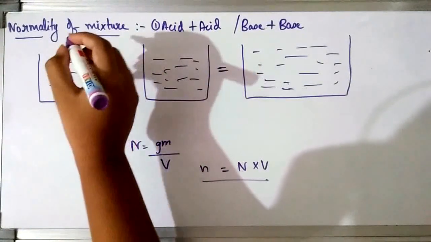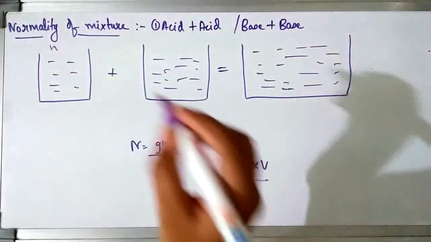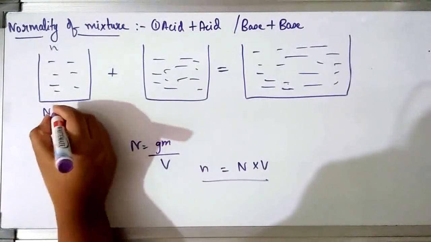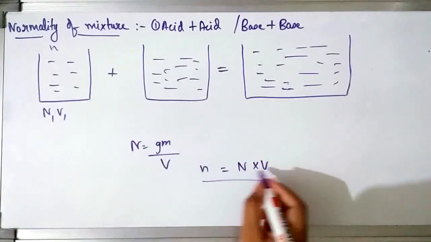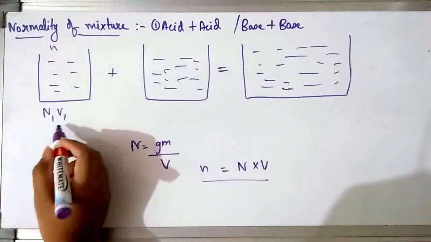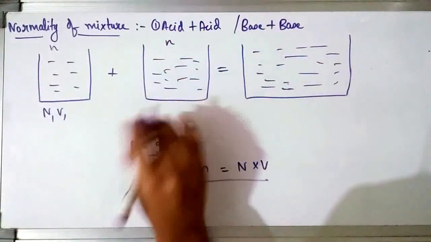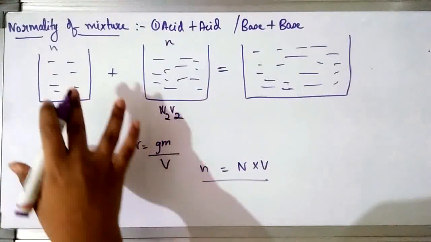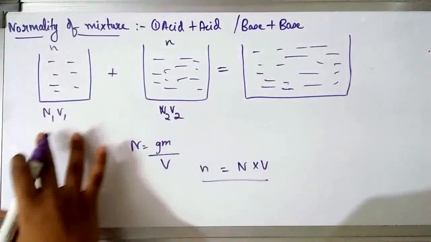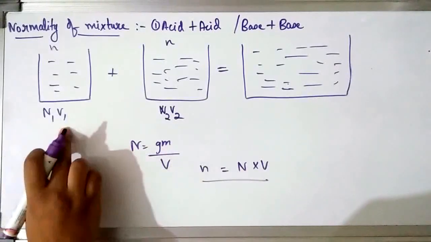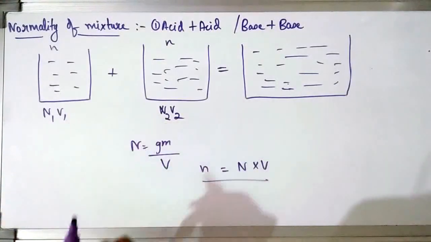In place of gram equivalents we can write N1 V1, because the number of gram equivalents is equal to normality into volume of solution. And for the gram equivalents of the second acid we can write N2 V2. Now the volume differs in them, so the normality also will differ. So here we have N1 V1, and here we have N2 V2.